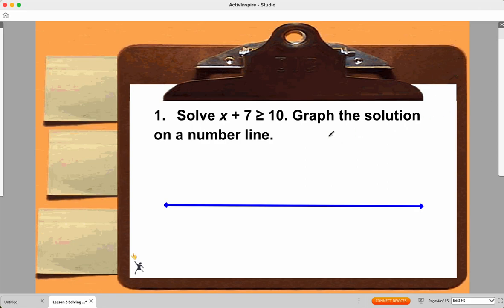So I'm going to rewrite this. x plus 7 is greater than or equal to 10. So we go ahead and solve this one. We solve it just like an equation, just like it would be x plus 7 is equal to 10. We're going to solve it the exact same way.